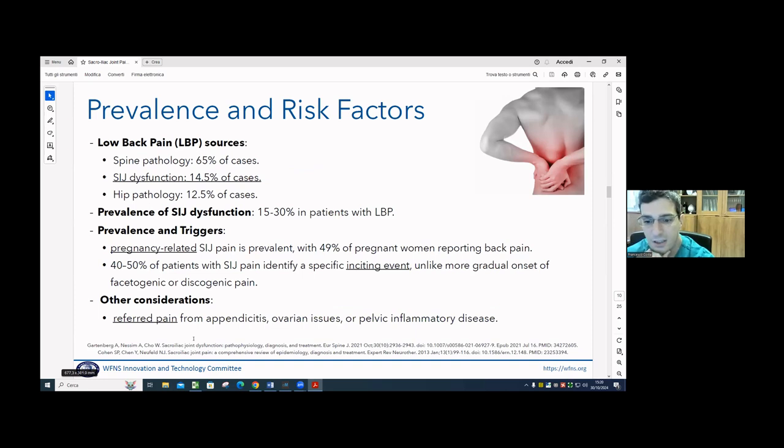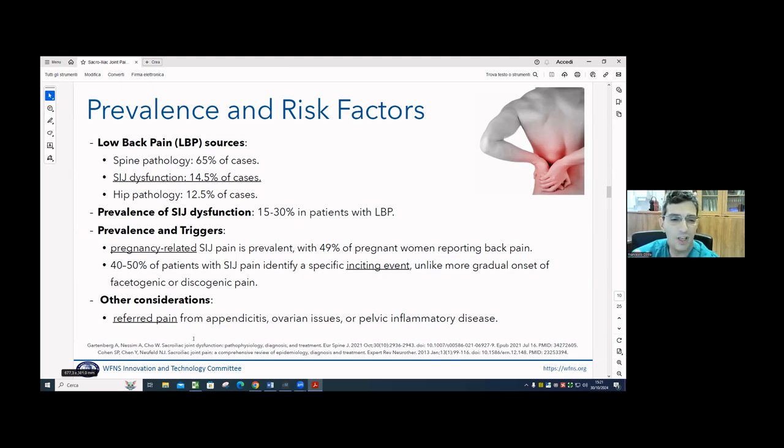What is the prevalence? The problem of lumbar pain due to the sacroiliac joint is quite important, because we can find that it is affected in 14% of the cases of back pain, so it's quite relevant. And the prevalence is around 15 to 40%, so it's quite important. It's more common than clinicians usually consider. So we have to think about this.